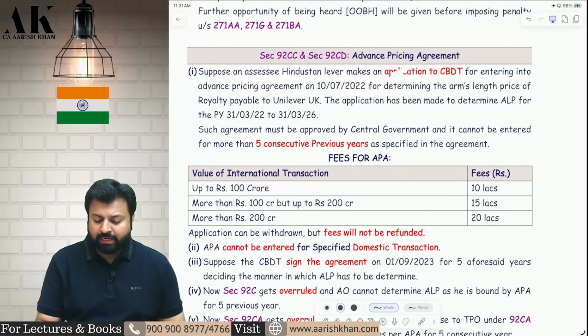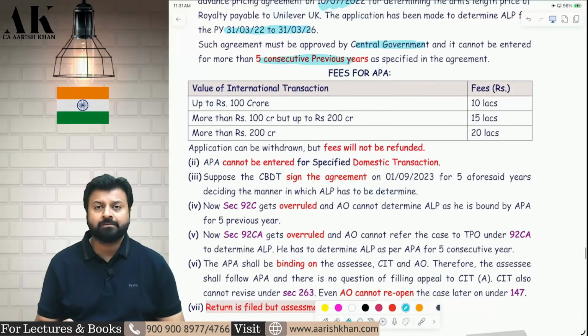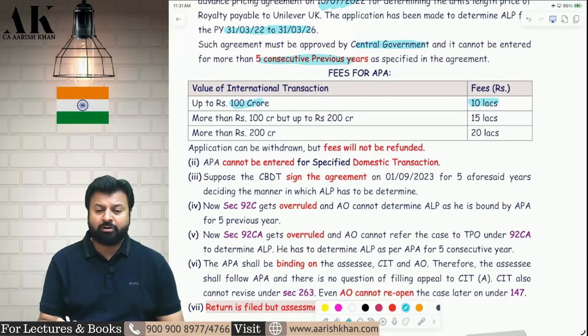So let's take an example. Suppose Hindustan Lever makes an application to CBDT on 10th July 2022 for determining the arm's length price from 22 to 26. Such an agreement must be approved by the central government. It cannot be entered for more than 5 consecutive PYs. The fees is as follows. If the transaction value is up to 100 crore, you have to pay a hefty fee of 10 lakh rupees. If the transaction value is more than 100 crore but up to 200 crore, you have to pay a hefty fee of 15 lakh rupees. And if the transaction value is more than 200 crore, you have to pay a hefty fee of 20 lakh rupees.